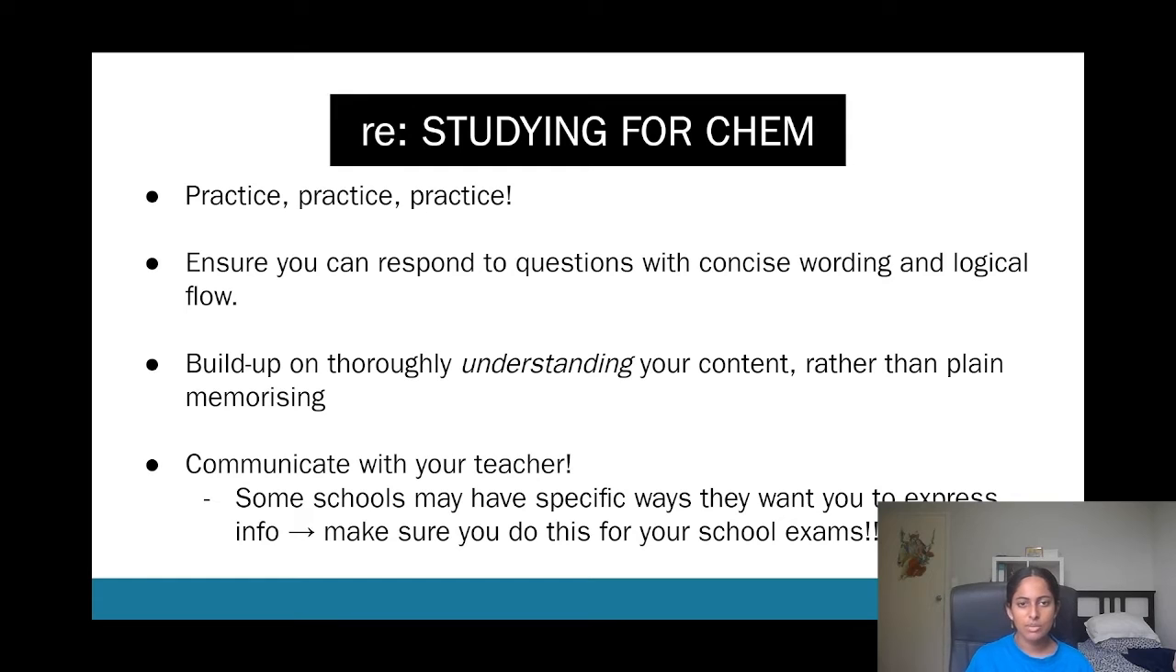In terms of ensuring how to answer questions, you need to have concise wording, and you're not just regurgitating what you've already memorized. It's more about explaining what you've learned. And that's where your resources come in. Talk to your teacher. Some schools may have specific ways they want to do things. My school definitely did, and I lost a few marks sometimes when I didn't get the wording that they wanted. So just be aware of it.